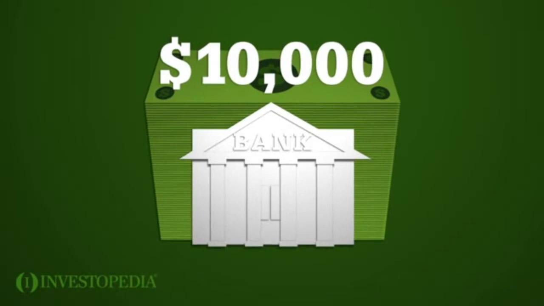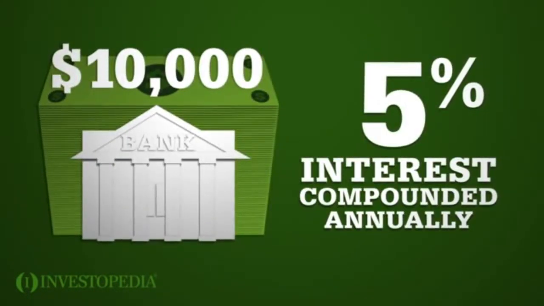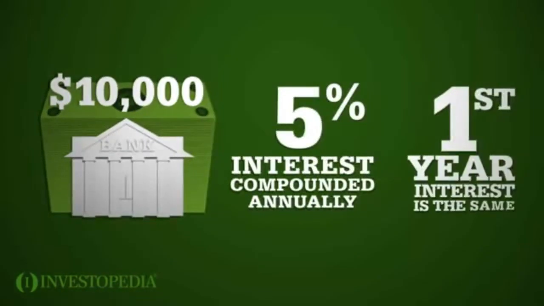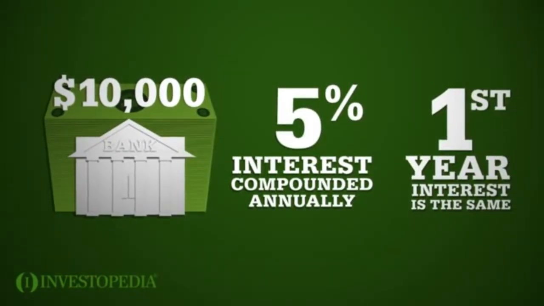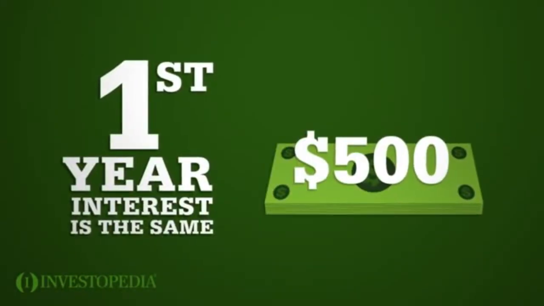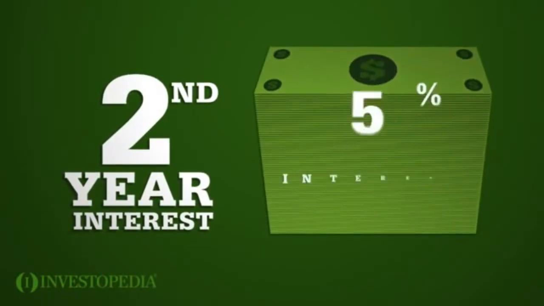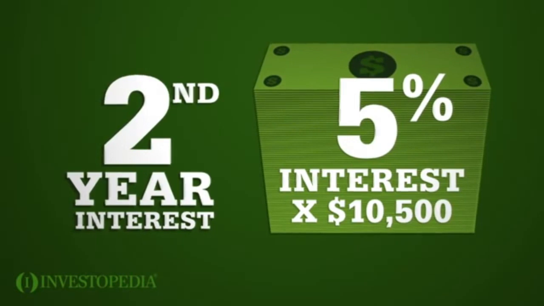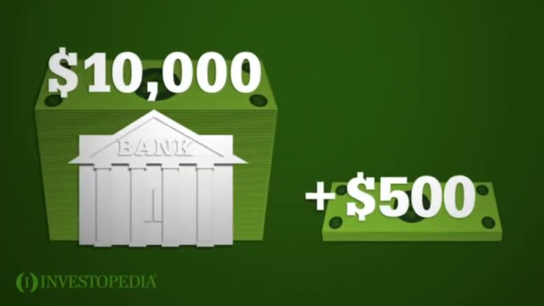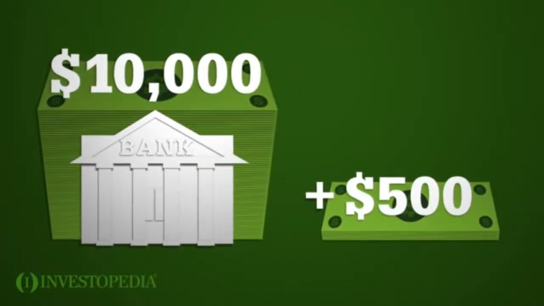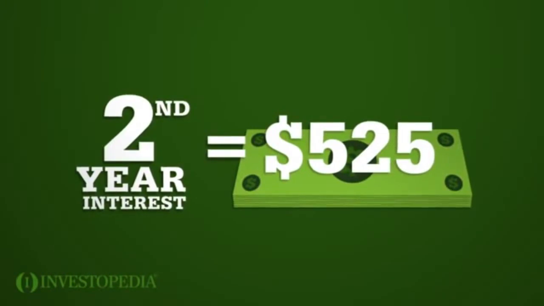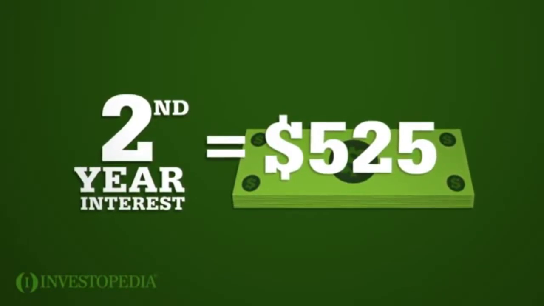Now instead, suppose that you deposit the same $10,000 at 5% interest compounded annually. In year 1, the interest you earn is the same, $500. But in year 2, the interest you earn is 5% times $10,500, the original amount plus the interest you earned in year 1. So the second year's interest is $525.